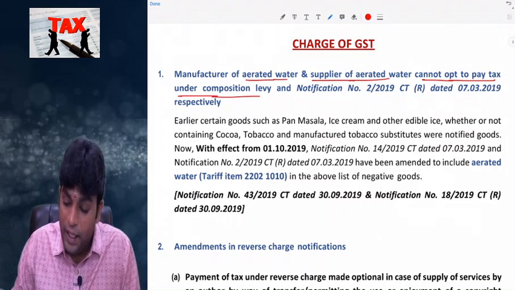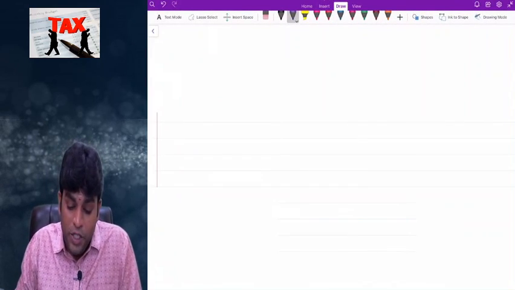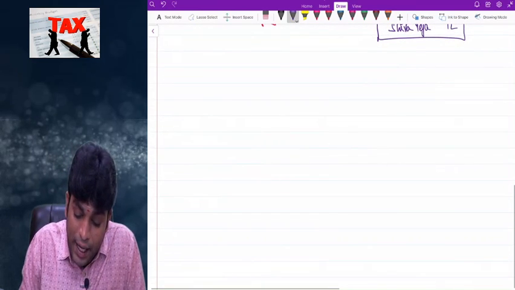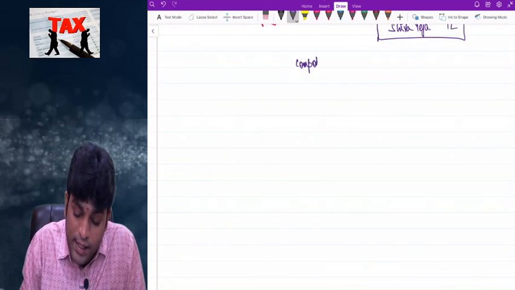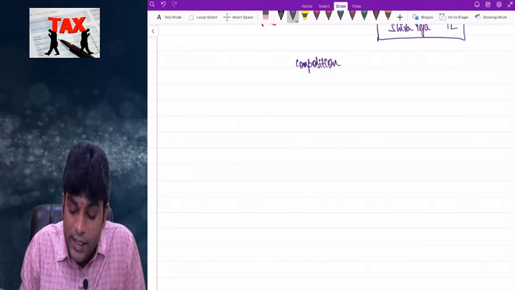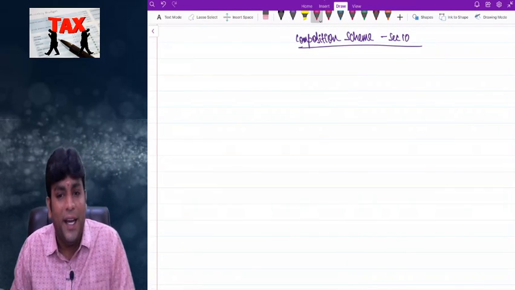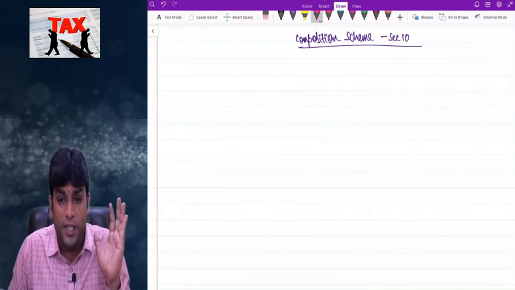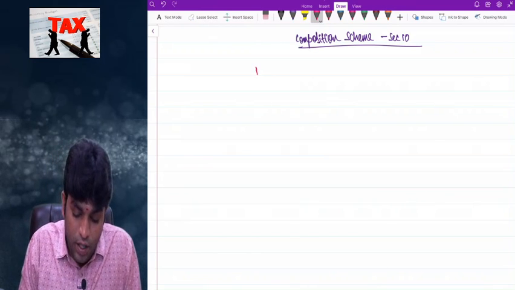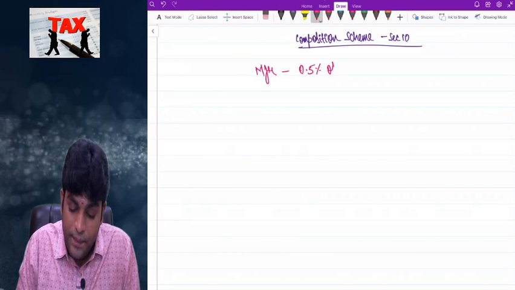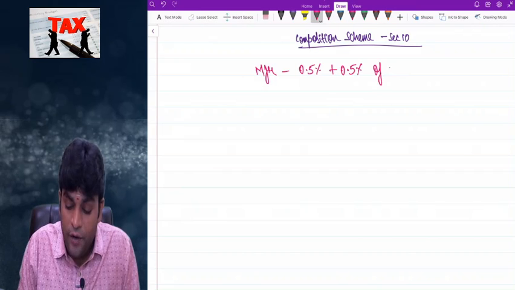Sir, if you remember properly, composition scheme concept, as you all are aware, is dealt by a wonderful section known as section 10, which clearly says that if aggregate turnover during preceding financial year does not exceed 1.5 crores, then current year we can opt for this composition scheme. And in case of a manufacturer, the rate of GST is 0.5% plus 0.5% of turnover.